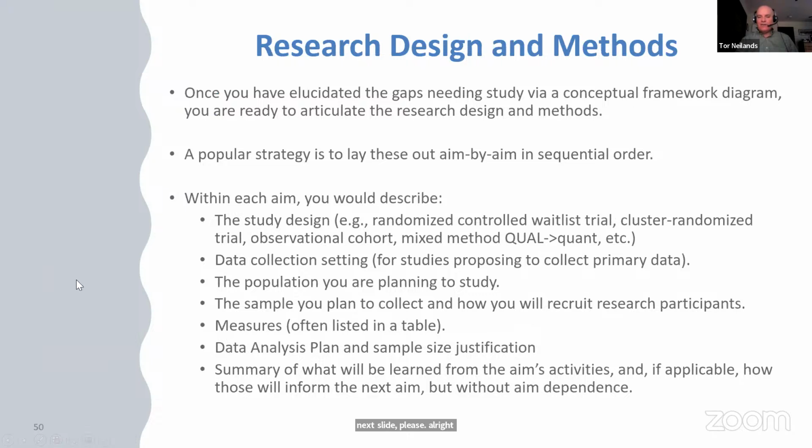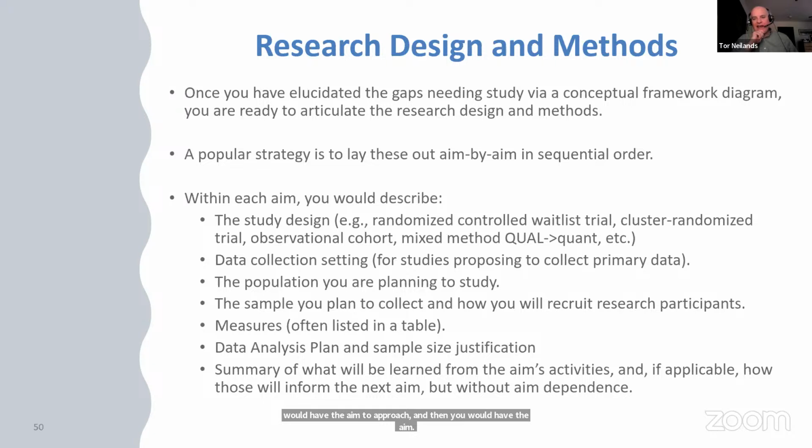All right, let's discuss research design and methods a little bit. So once you've elucidated the gaps needing study via the conceptual framework diagram that Sheri described so beautifully, and also Julene with her example, you're now ready to articulate the research design and methods. A popular strategy is to lay these out aim by aim in sequential order. So you would list the aim 1 approach, then you would have the aim 2 approach, and then you would have the aim 3 approach, for instance.